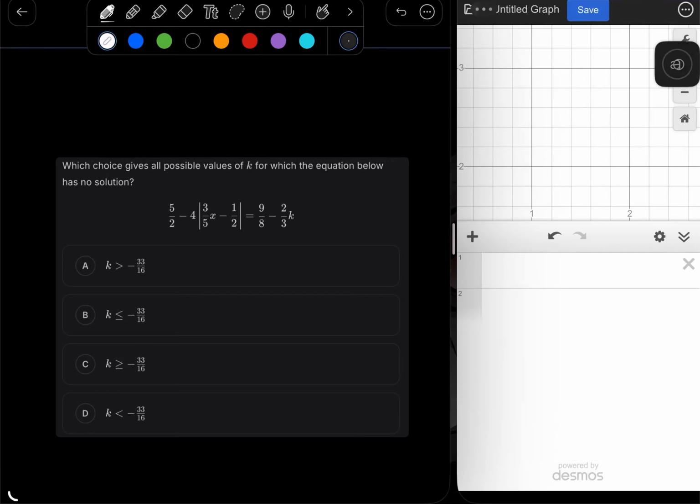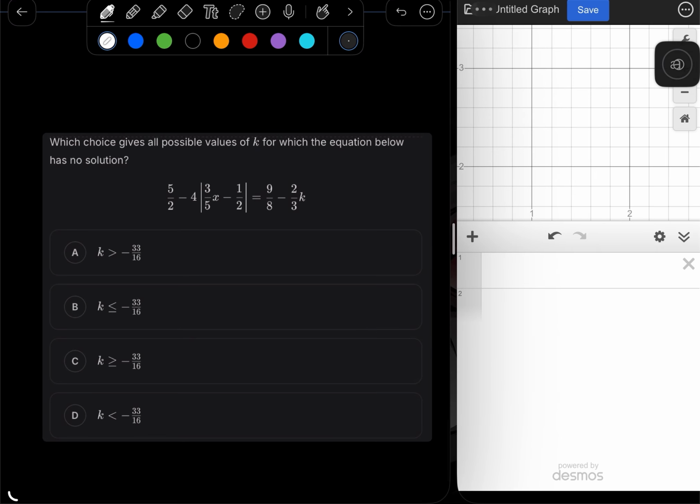Alright, welcome back. Today I'm going to be going over this absolute value question that is probably going to be on the SAT, especially that second module. So I don't want to waste any more of your time, so let's get right into it.